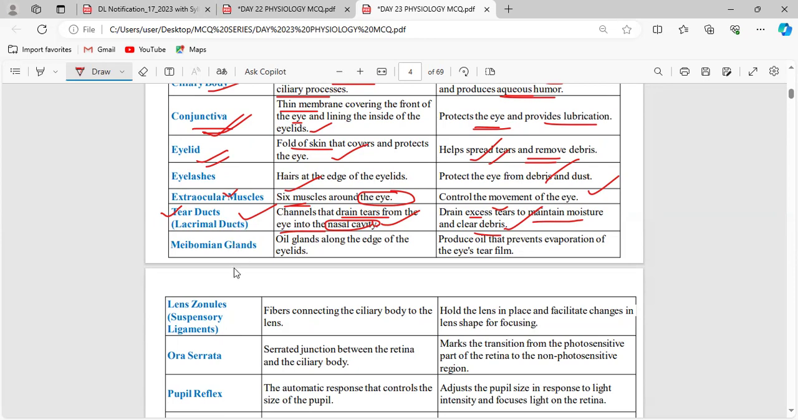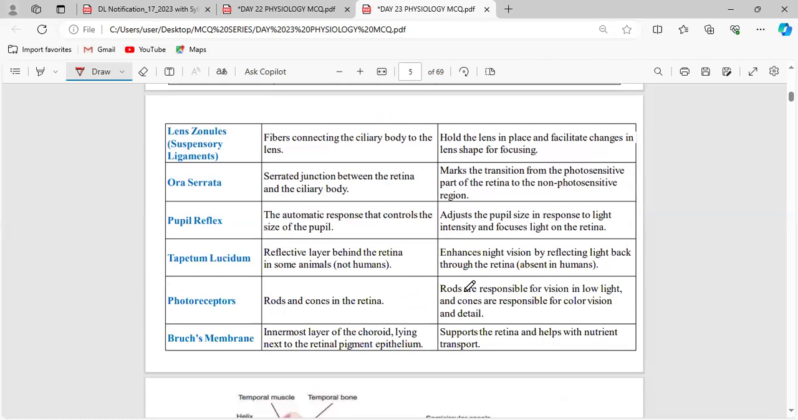Okay, now what are meibomian glands? These are glands along the edge of the eyelids. And what is the function of this gland? It produces oil that prevents the evaporation of the eye's tear film. Okay, so these are all important structures.